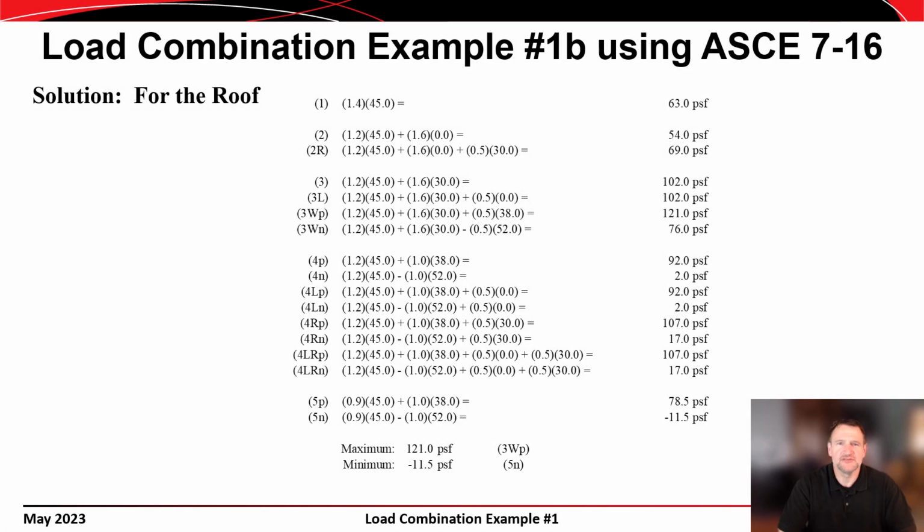And finally, we can use the spreadsheet to evaluate all the permutations of the load combinations numerically and show that the values of 121 pounds per square foot downforce and 11.5 pounds per square foot uplift are in fact the governing values for the roof loading.